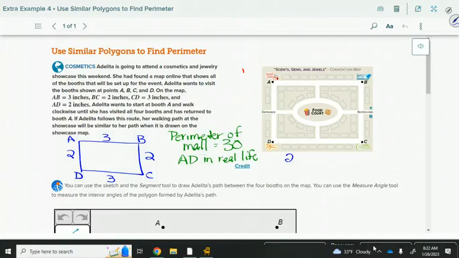Side AD on the map is 2. In real life, we don't know how big it is. Equals, okay, now we're going to find the perimeter of the map. So if you look at that blue rectangle, we can figure out how many numbers it is around by just adding them. 2 plus 3 plus 2 plus 3. That's the perimeter of the map. In real life, the perimeter is 30. And then we're going to cross multiply.